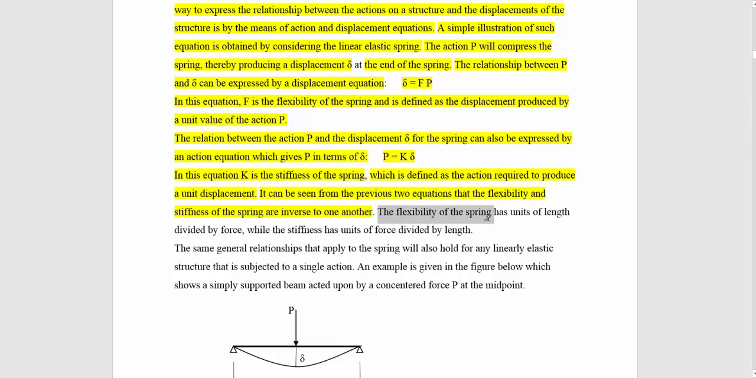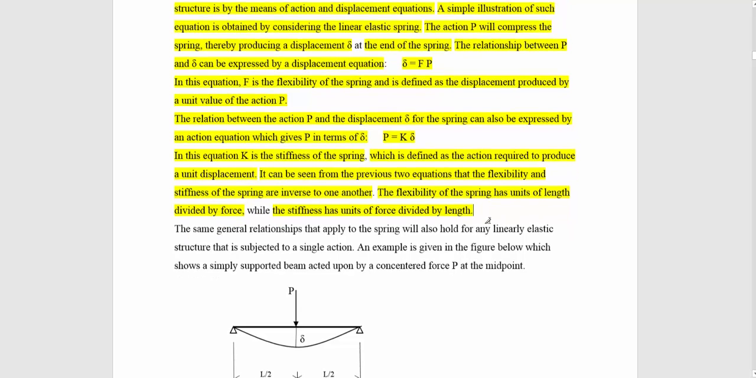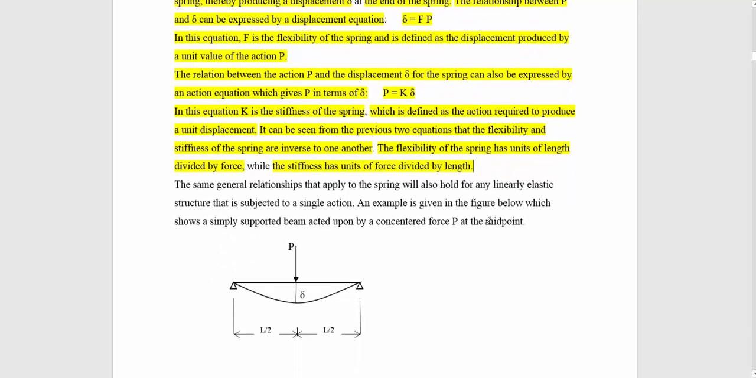The flexibility of the spring has units of length divided by force, while the stiffness has units of force divided by length. The unit of flexibility is meter per Newton. In the stiffness method, it is Newton per meter. Or you can use any other units for force or length.